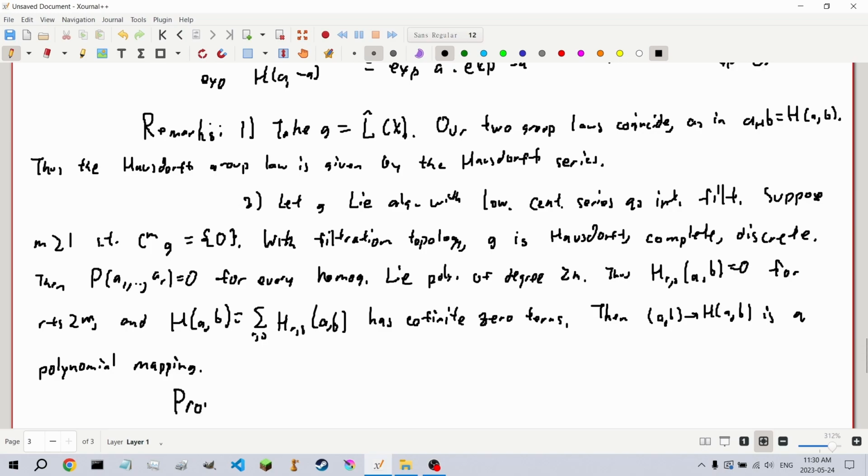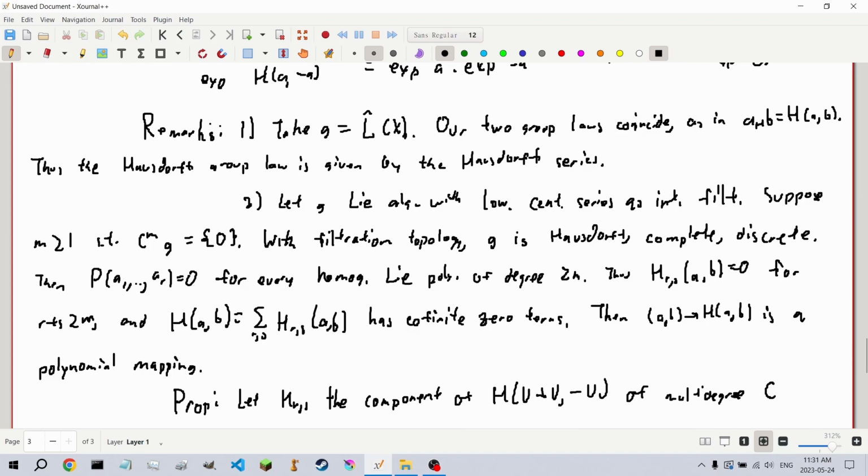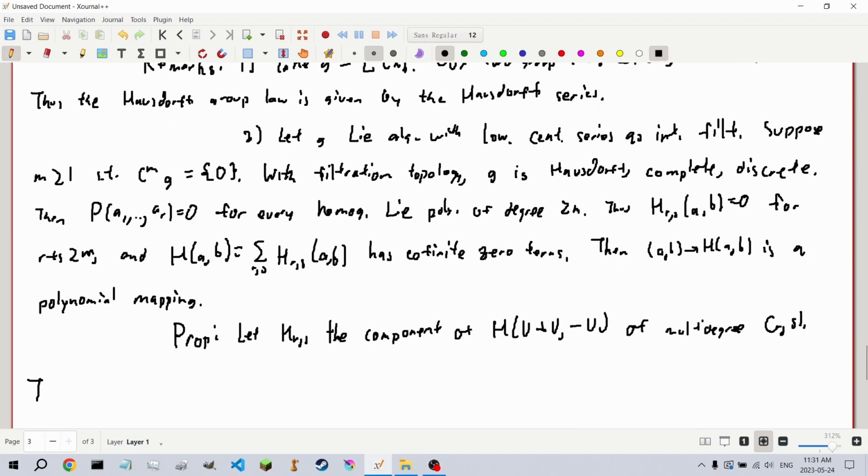Let's do a proposition. Let K_{r,s} be the component of H(U+V, -U) of multi-degree r and s. Then K_{n,1}(U,V), the (n+1)th component in U and V, is 1 over (n+1) factorial of n copies of the adjoint of U acting on V.